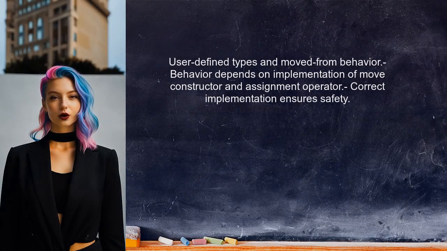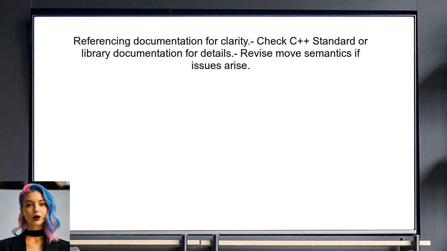For user-defined types, the behavior depends on how the move constructor and assignment operator are implemented. If they are implemented correctly, moving from a moved-from object should not cause issues. Finally, the user can refer to the C++ standard or specific library documentation for more details. If they encounter a specific case where this behavior is problematic, they should consider revising their type's move semantics.